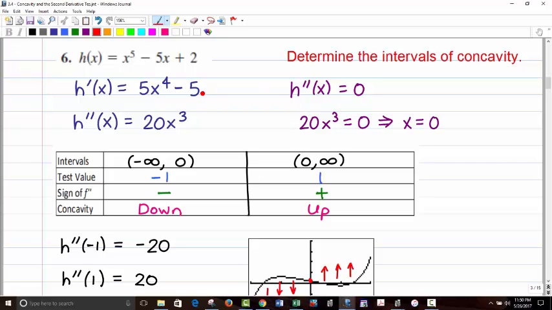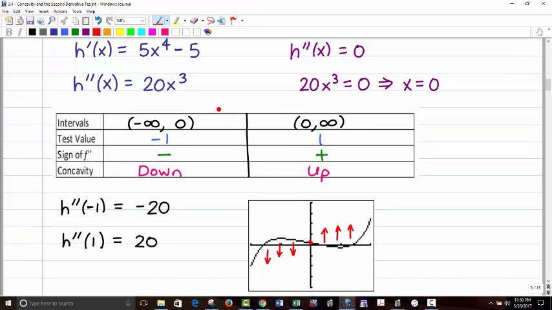So we definitely don't have any discontinuities, and we don't have the second derivative being undefined while defined in the first derivative. That will only occur, like I said, with the fractional exponents. So you set this equal to 0, 20x cubed equals 0, therefore we get x equals 0. That means 0 is the only thing we use on our sign chart to separate our intervals of concavity.